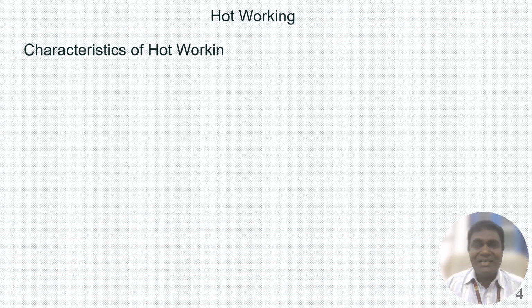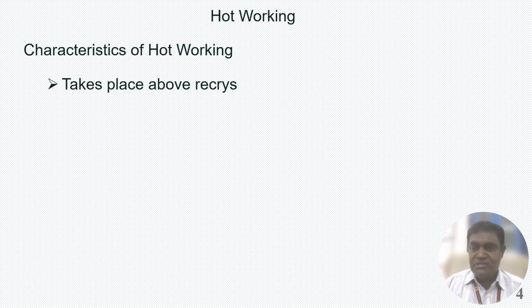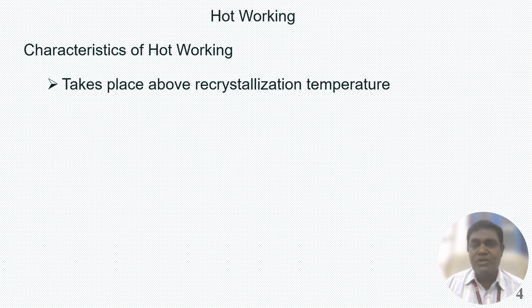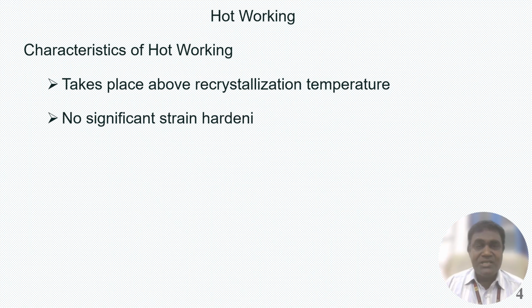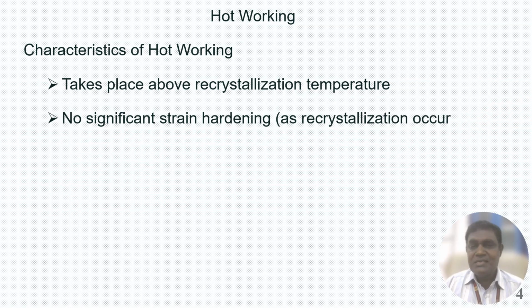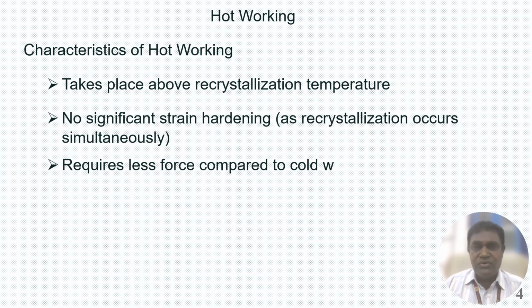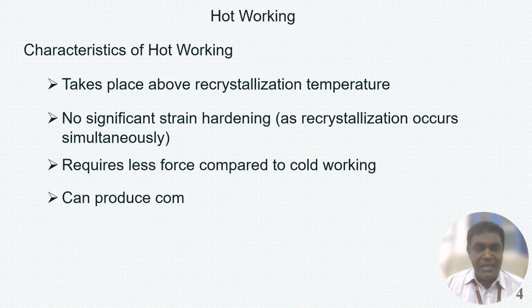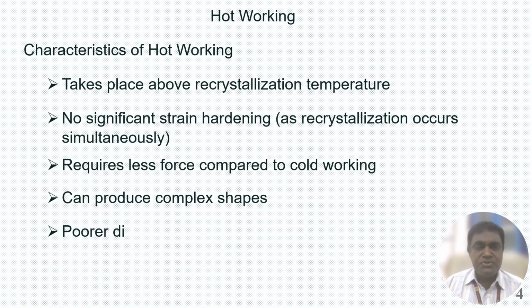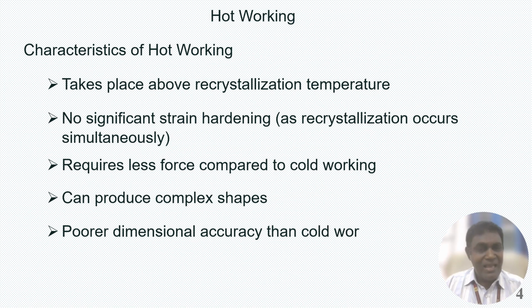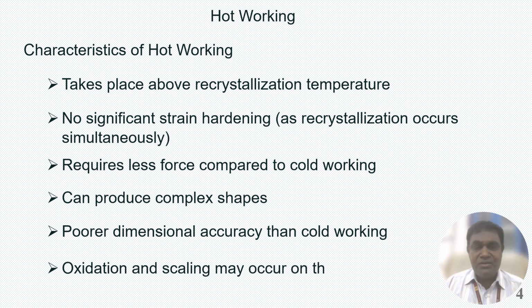So what are the main characteristics of hot working? The first characteristic is it takes place above the recrystallization temperature, with no significant strain hardening as recrystallization occurs simultaneously. It requires less force compared to cold working and can produce complex shapes, but has poorer dimensional accuracy than the cold working process. Oxidation and scaling may occur on the surface because of the high temperature. These are a few characteristics of the hot working process.